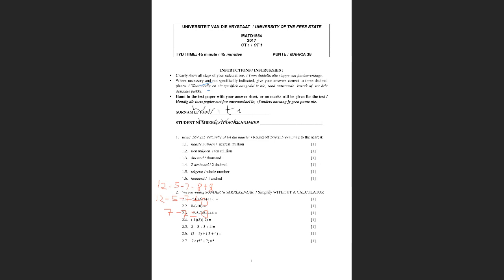Our next one, it's all multiplication, so we do it straight. Minus 1 times 5 is minus 5. We have minus 5 times minus 2, which is going to give us positive 10.